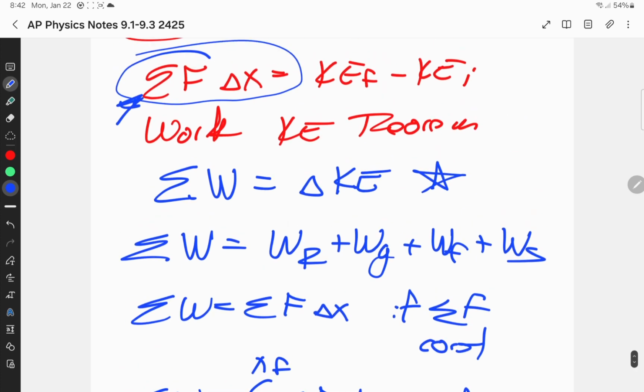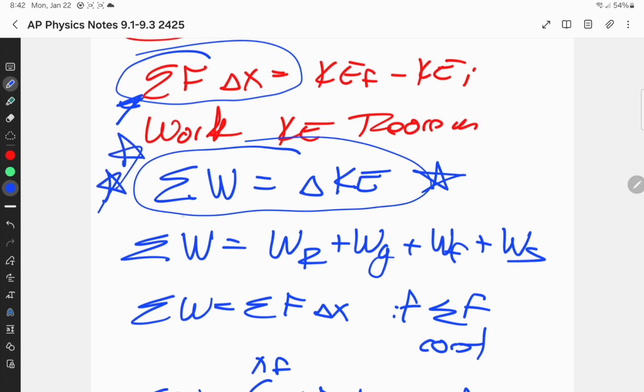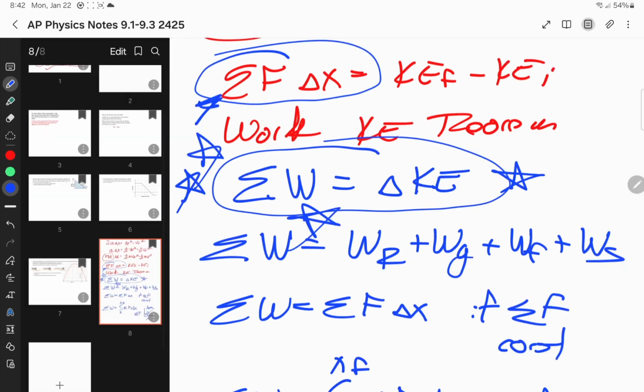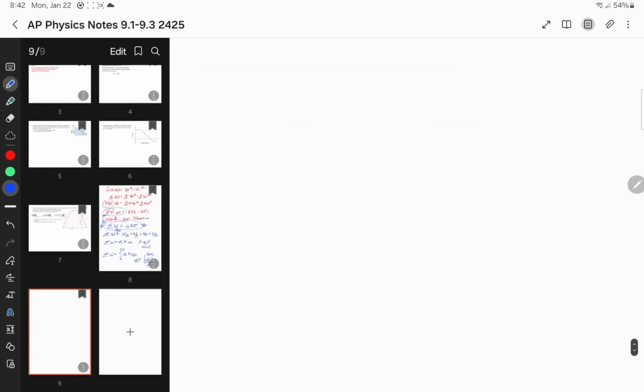So this is important thing number 1. Okay? So that deserves arrows and rainbows and unicorns and all kinds of stuff. That is the work kinetic energy theorem. All right? So what else do we need to know? Well, when we did chapter 8, we talked briefly about the work done by conservative forces.